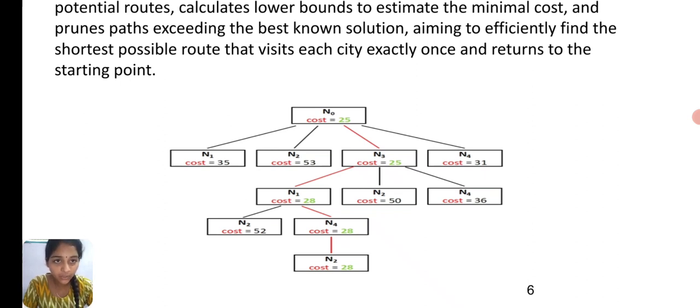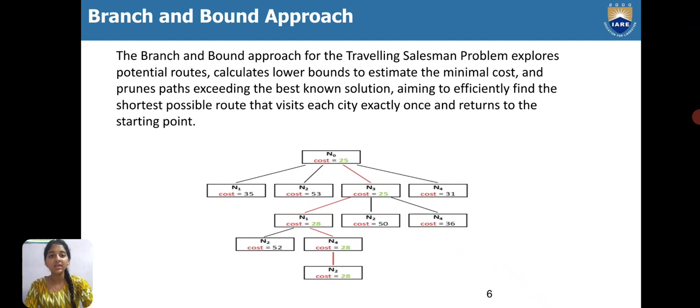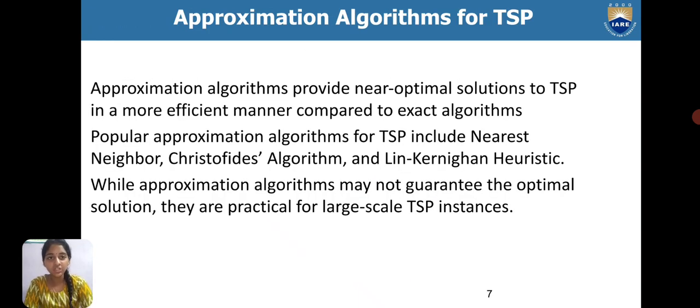And coming to the third one, the cost is 28, and fourth 28, and fifth also 28. So by this approach we can find the minimum shortest possible route for the problem. And approximation algorithms for TSP.